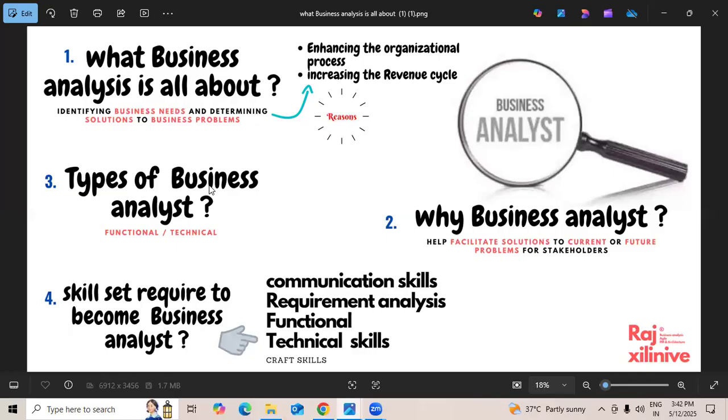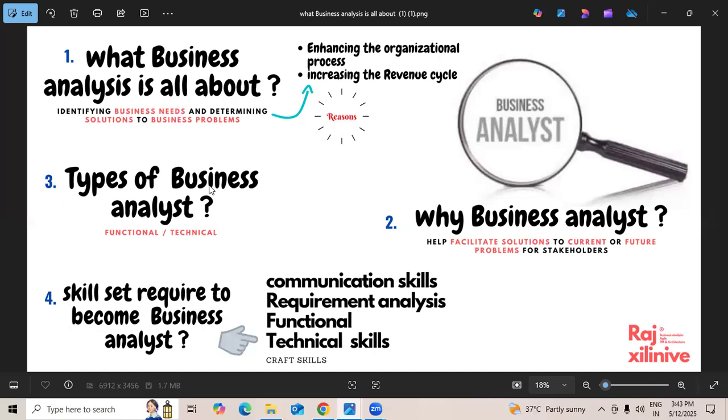Second, stakeholder or end user requirements. What the end user wants. End user means, for example, the billing person, retail, inventory people, all that.